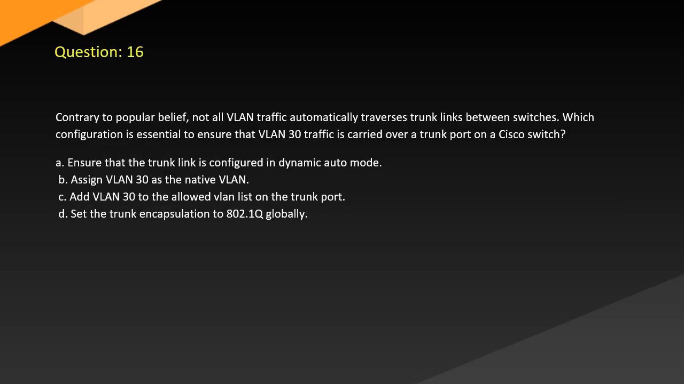Question 16. Contrary to popular belief, not all VLAN traffic automatically traverses trunk links between switches. Which configuration is essential to ensure that VLAN 30 traffic is carried over a trunk port on a Cisco switch? A. Ensure that the trunk link is configured in dynamic auto mode. B. Assign VLAN 30 as the native VLAN. C. Add VLAN 30 to the allowed VLAN list on the trunk port. D. Set the trunk encapsulation to 802.1Q globally.